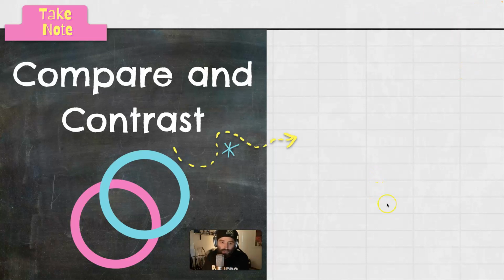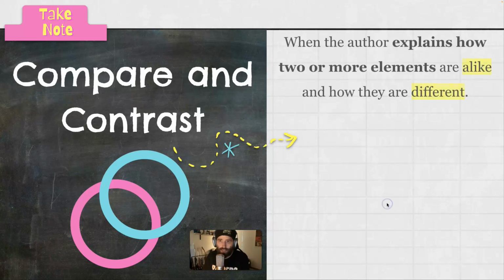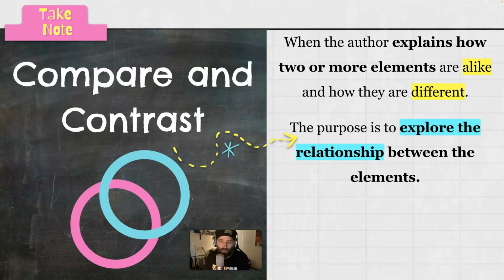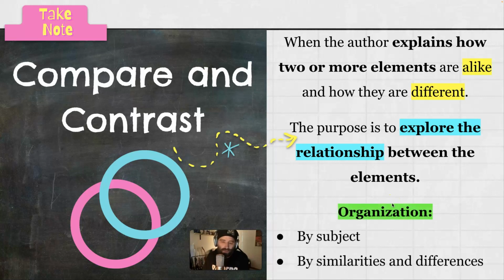Now our next text structure is compare and contrast. With compare and contrast, an author explains how 2 or more elements are alike and how they are different. You've been comparing and contrasting things since you were young. The purpose is to explore the relationship between the 2 different elements that we are looking at. They are generally organized either by subject or by similarities and differences. An example here could be comparing and contrasting alligators and crocodiles. When you finish reading that article, you'll know how they're similar, how they're different, and so forth.